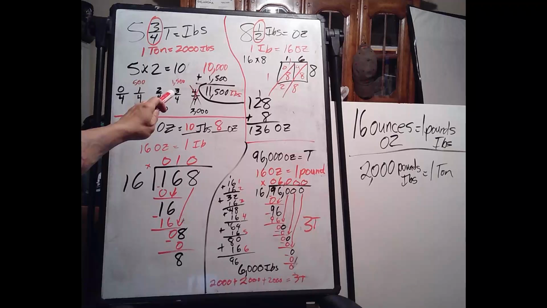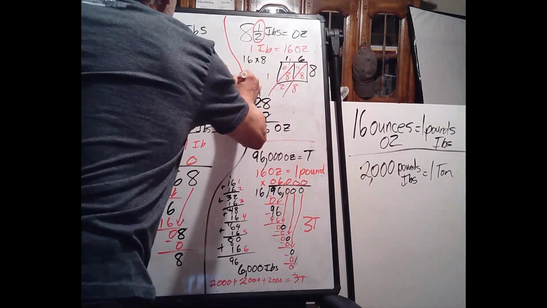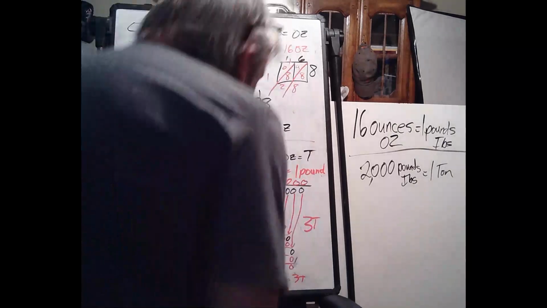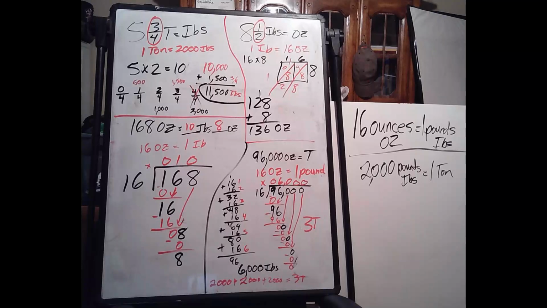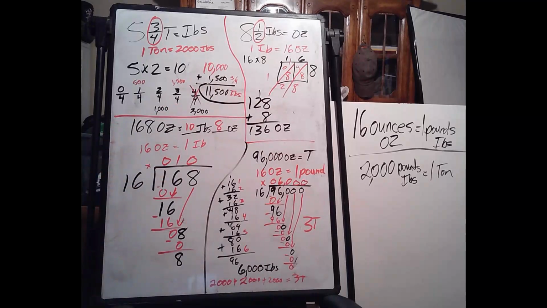So what do we need to do? Hey, isn't that my 3 over 4? Yeah. And what is the number attached to it? 1,500. So we come over here and we say 10,000 plus. Now, who does this 1,500 represent? It represents 3 over 4. So that 3 over 4, which is 1,500, add that to our 10,000. That gives us a total of 11,500. What's the label? Pounds.